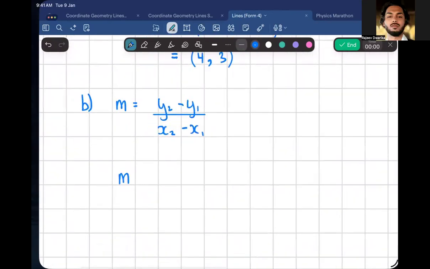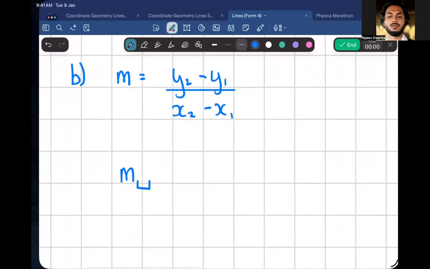You see how we have M? You could put a little subscript over here to represent what you're finding the gradient for. You can call it M1 if you want to represent the gradient of the first line, or you could write a little AB to represent the gradient of line AB. All this is fine, right? MAB or M1 is fine. But we find the gradient of line AB, so I'm going to write MAB.